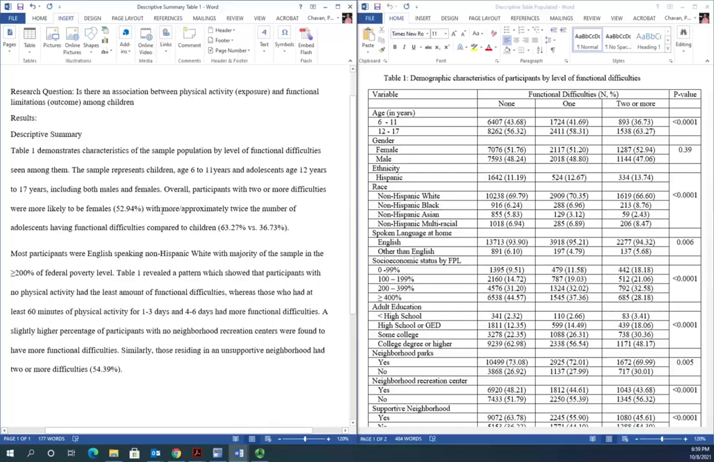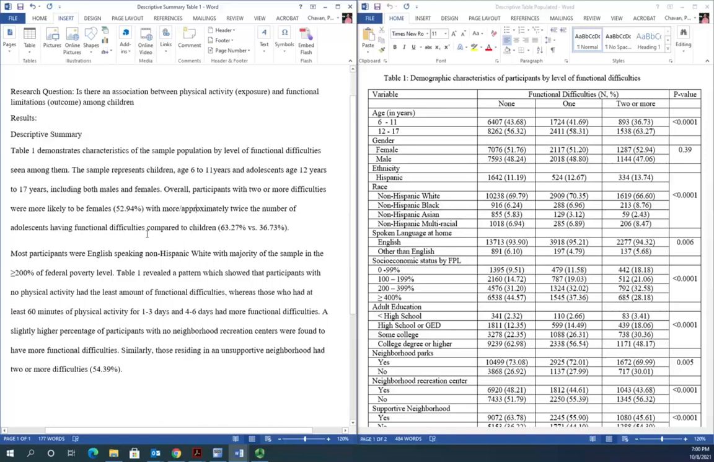And then I have written further "with more" / "approximately". Now, when you are writing your results, please do not use this. I am using it only for the purpose of demonstration, just to tell you that when you're writing, you can either write "with more adolescents having functional difficulties compared to children," or you can write "with approximately twice the number of adolescents having functional difficulties."